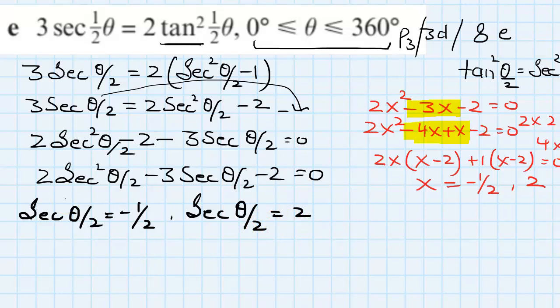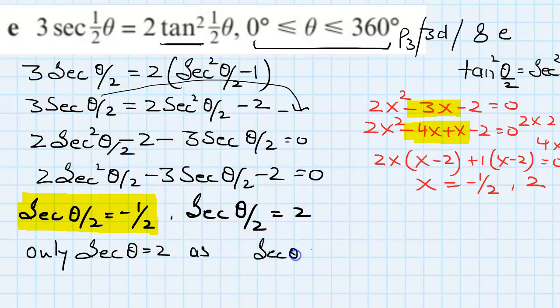Now again I can say that sec theta over 2 is minus half, and we know that the value of sec does not exist from negative 1 to 1. So only sec theta over 2 is equal to 2, as sec never exists in minus 1 to 1. So sec theta is equal to 2, cos theta is equal to half.